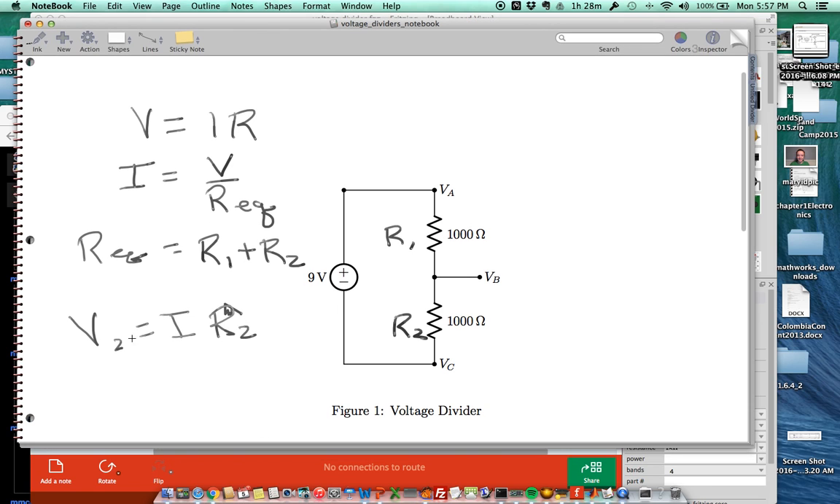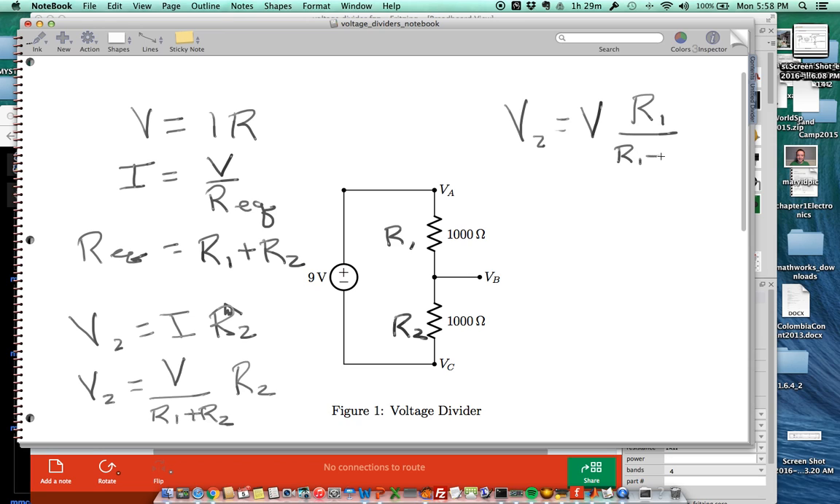And I can rewrite that now. I can plug in here what I have down here. So I can say V2 is equal to my I, which is the starting voltage V over R equivalent, and for R equivalent I can plug in R1 plus R2. That's my I, and then multiplied by R2. So rewriting that again, I have V2 is equal to the total voltage, that'd be 9 volts, times R1 over R1 plus R2.